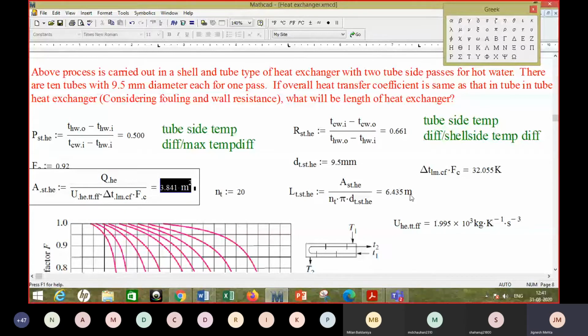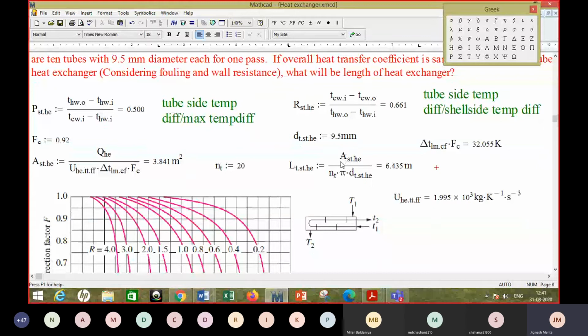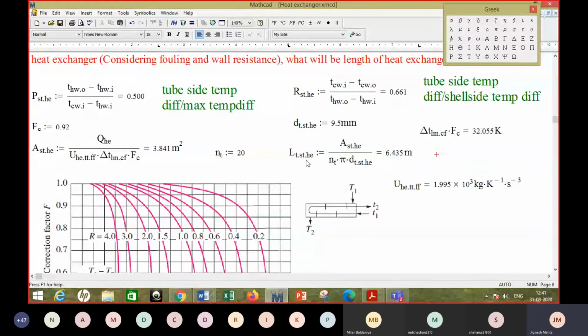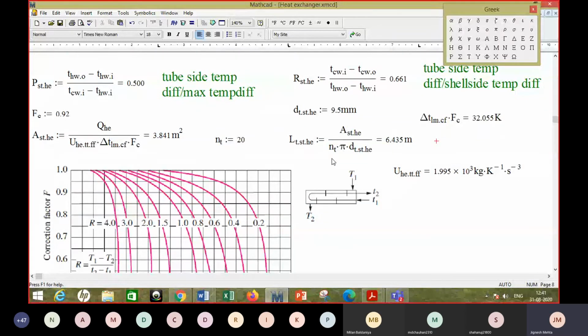So based on that, you can get the length of this heat exchanger, which will do the same job as that of the tube in tube type of heat exchanger. As you can see, the length is coming out to be around 6.435 meter, around 6.5 meter. So it is reduced from 45 meter to 6 meter. Of course, you increased the diameter, right?